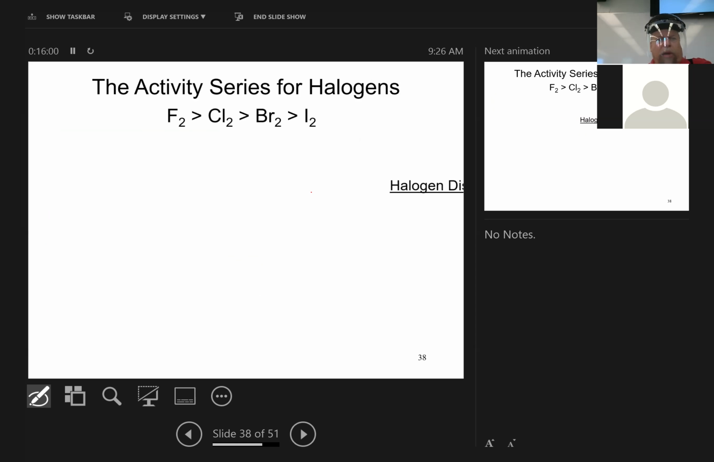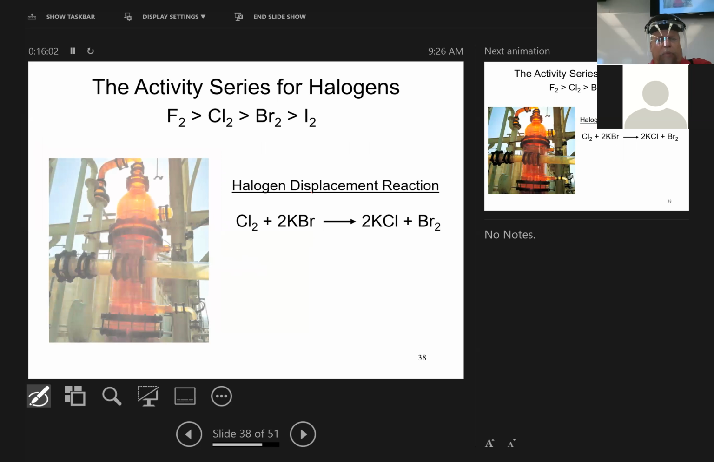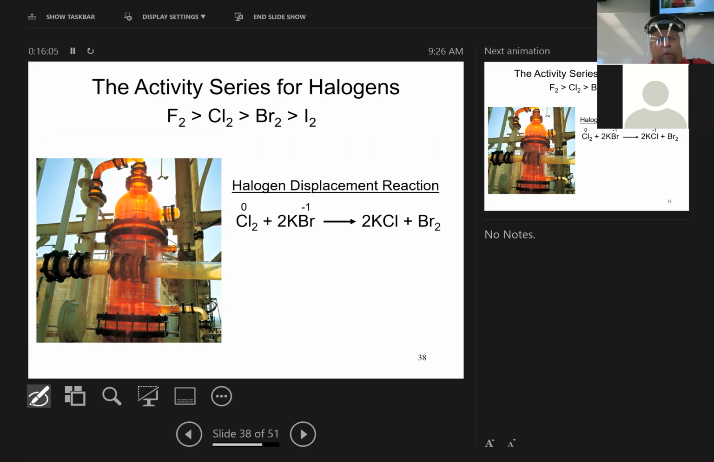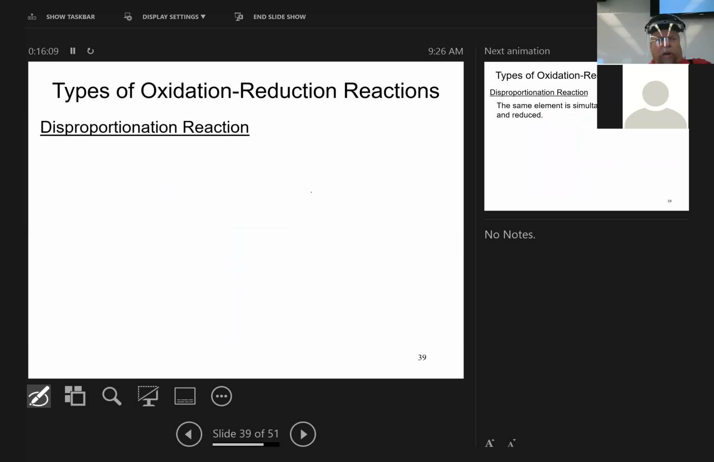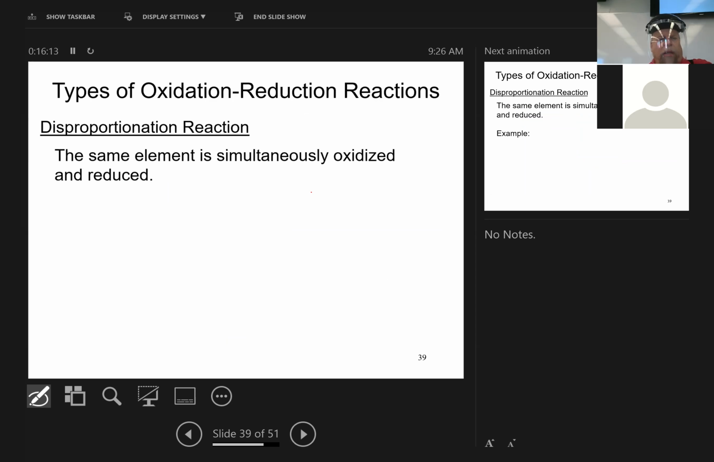Okay, the activity series for halogens. Halogen displacement is a bunch of different examples, and that has to do with their ability to oxidize each other. And then types of oxidation reduction: disproportionation. The same element is simultaneously oxidized and reduced.